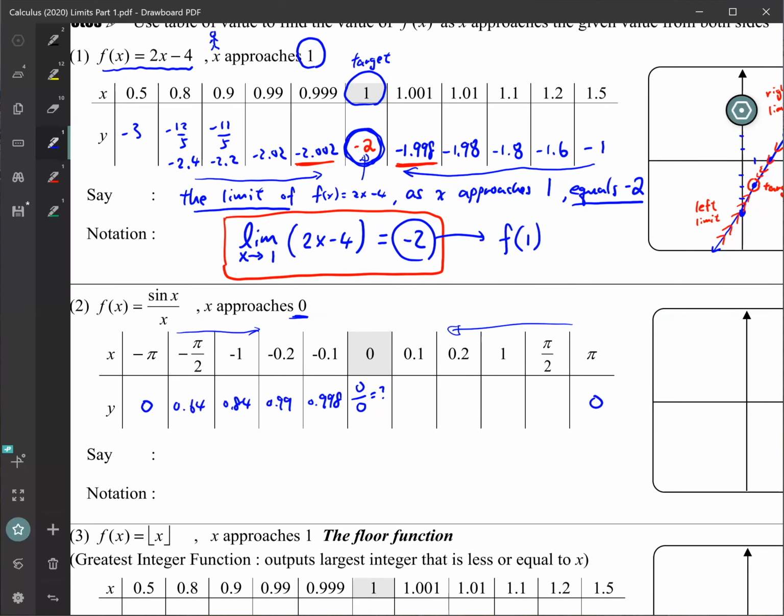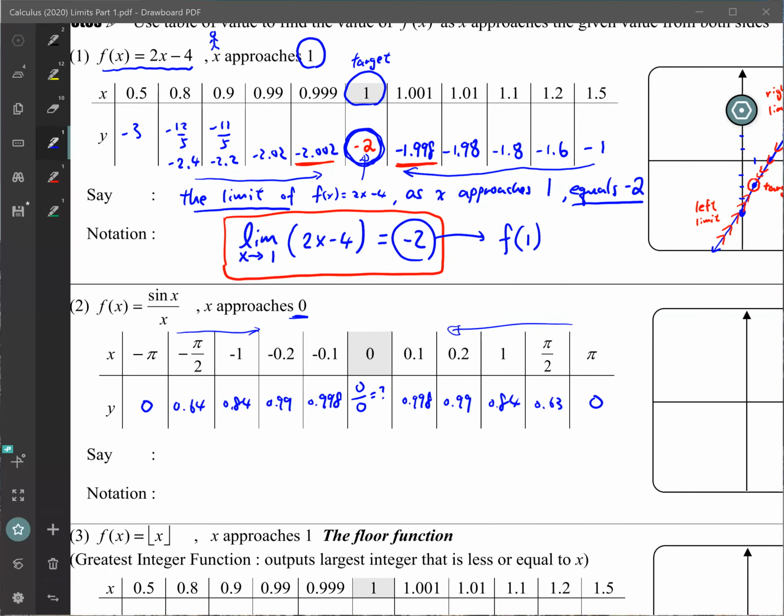I got 0.63, and then sine 1, which is 0.84. Okay, and then? I got 0.99. Then? 0.998. Okay, all right.